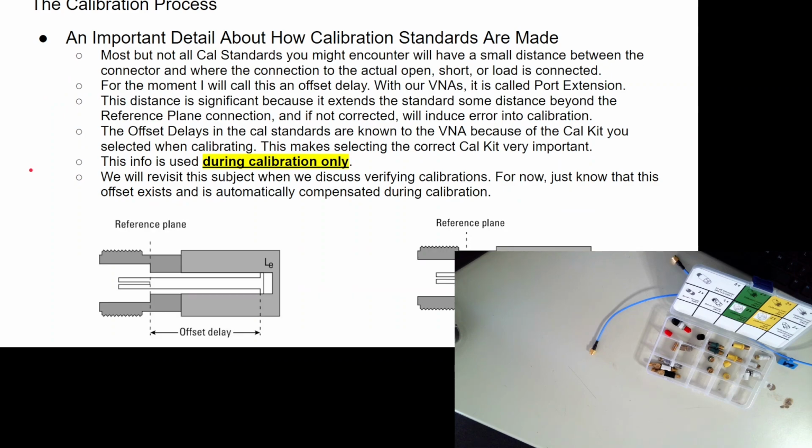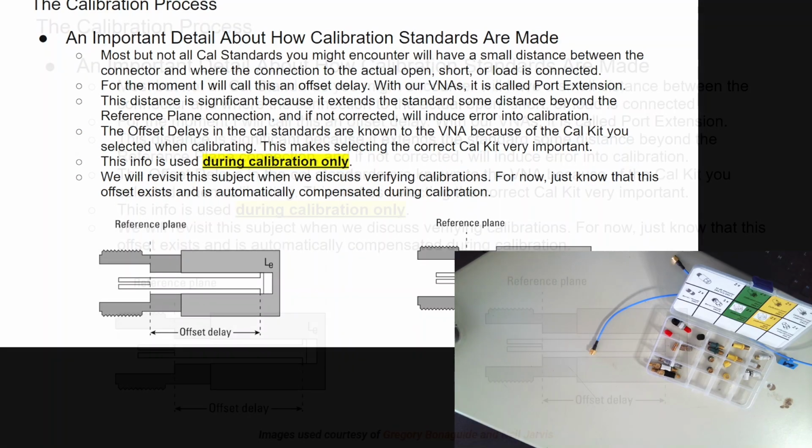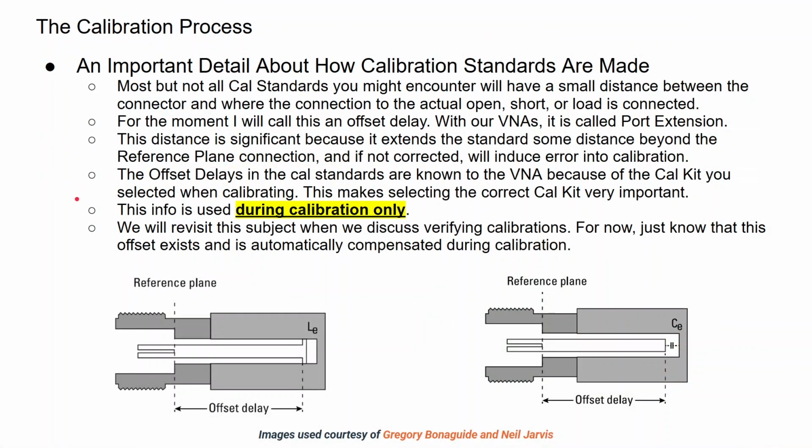Now we need to talk a little bit, I kind of alluded to this, but we need to talk more about how Cal standards are made. Most but not all of the Cal standards you're going to encounter will have a small distance between the connector and the actual load. So the short is some distance away inside this standard. Likewise, the open occurs some distance away from the connection to the cal standard.